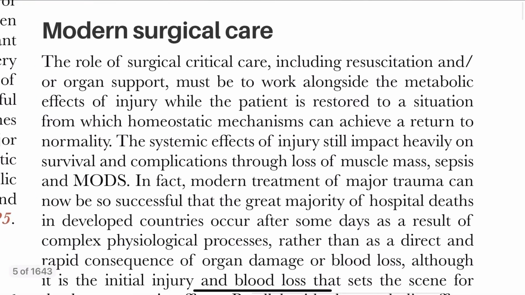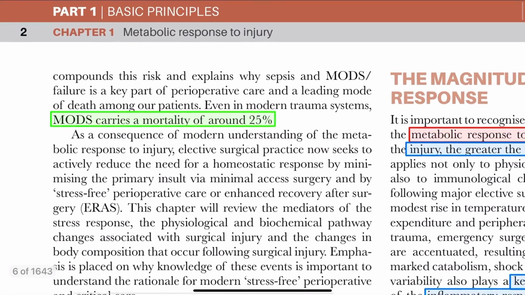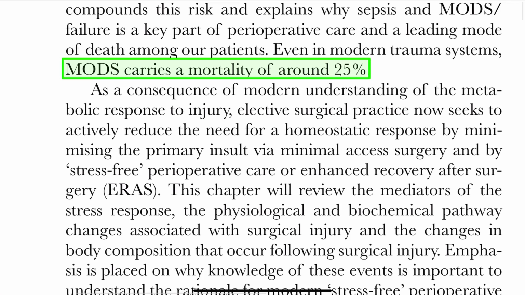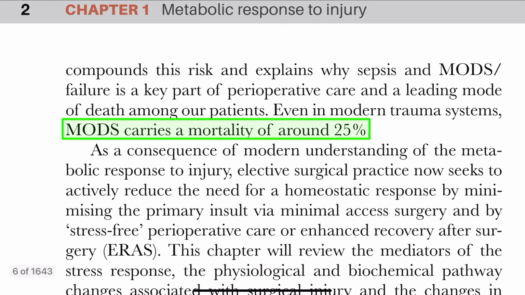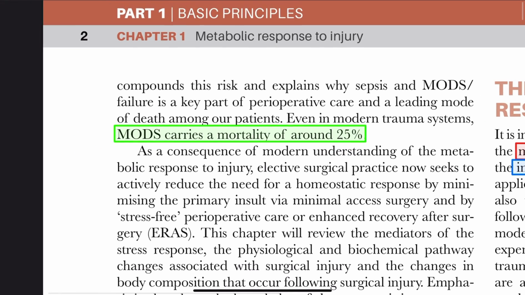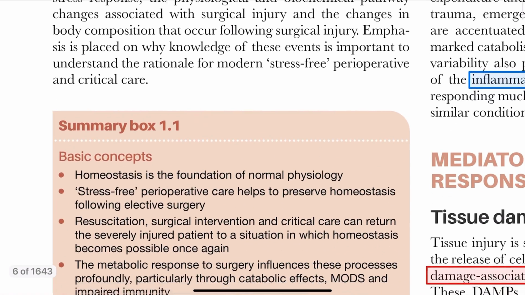In modern surgical care, nothing much is important, just MODS, the multiple organ dysfunction syndrome, associated with 25% mortality rate, but this percentage varies. You will see in subsequent videos.